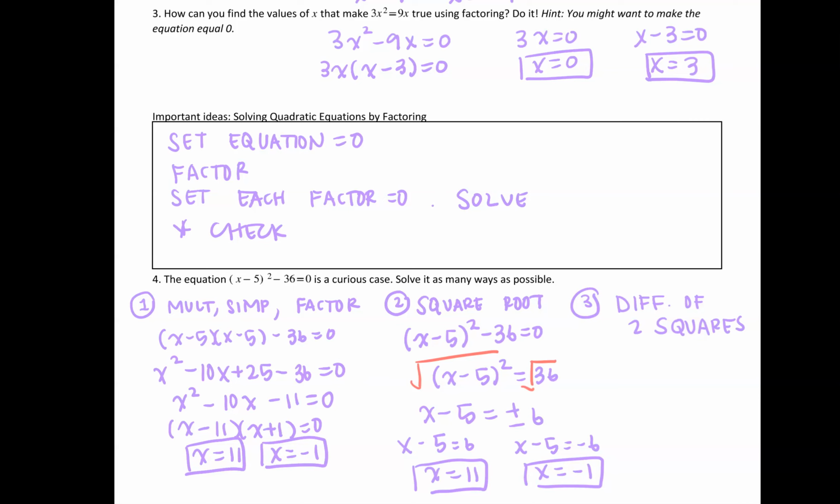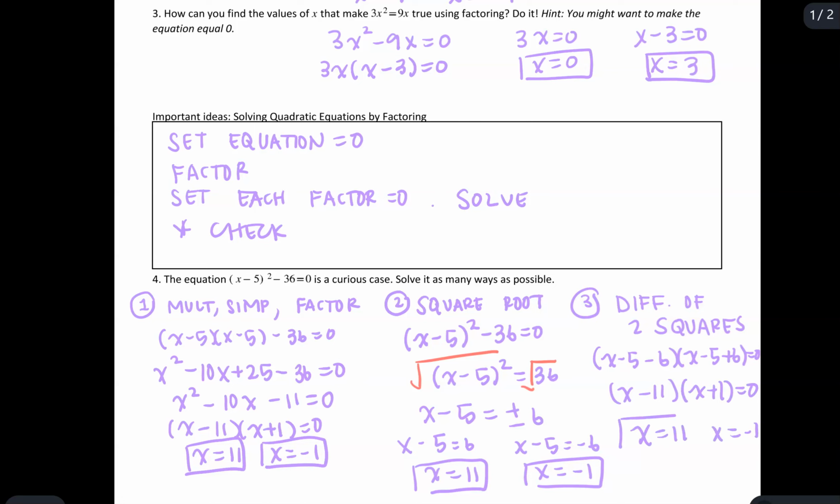So I could factor that. This is a perfect square, so it would be x minus 5 minus 6 times x minus 5 plus 6. Then you would have x minus 11 and x plus 1. Then you set both of those equal to 0. So x will be 11, and x will be negative 1. It's kind of neat, huh?